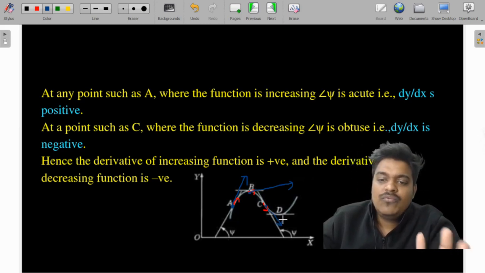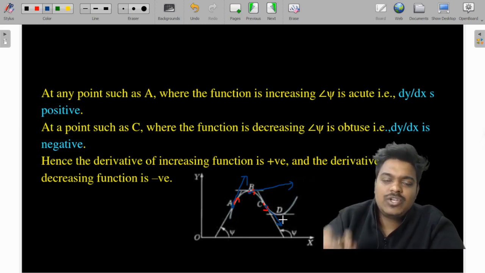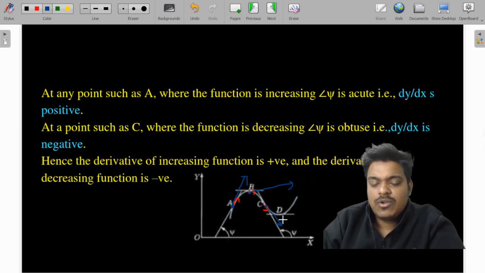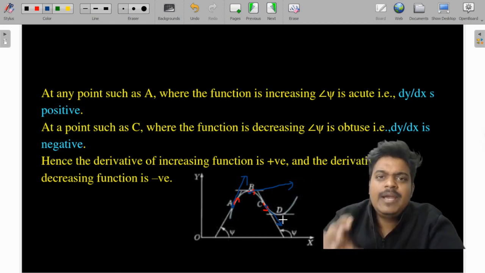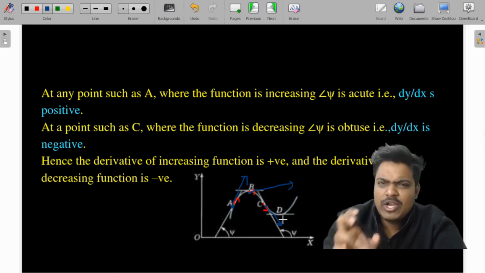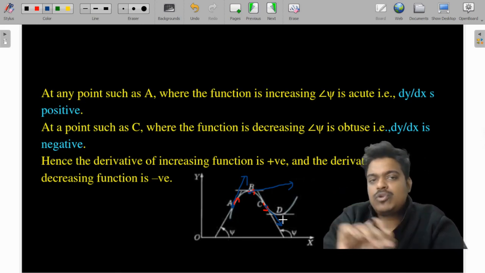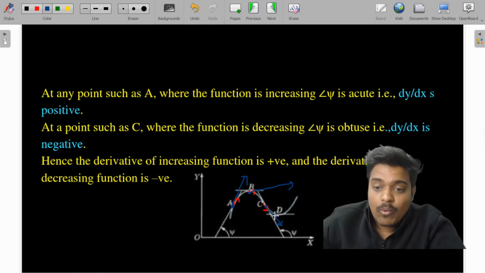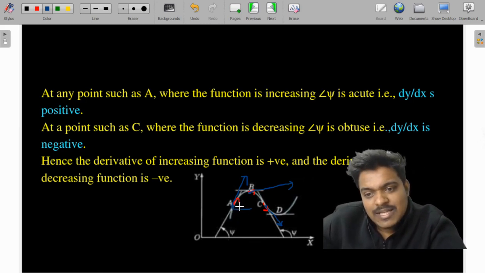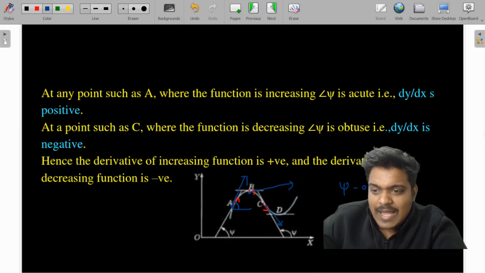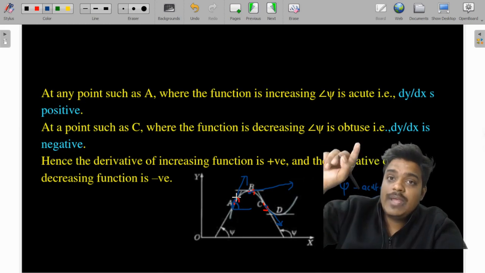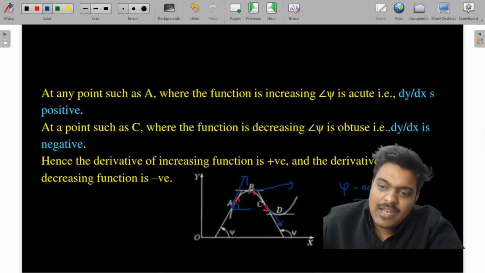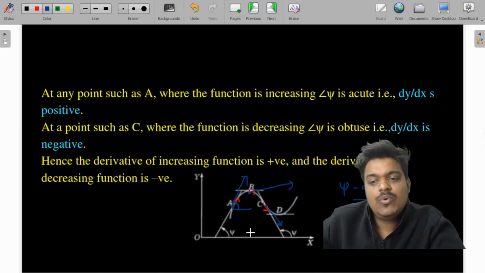Now we know that the tangent shows the direction, whether it is increasing, constant, or decreasing. If we can find a particular characteristic of a tangent, we will be able to solve this question. Can you see that this tangent is making an angle psi with the x-axis? Now we know this is acute. If the angle is acute, the tangent is obviously going upwards.